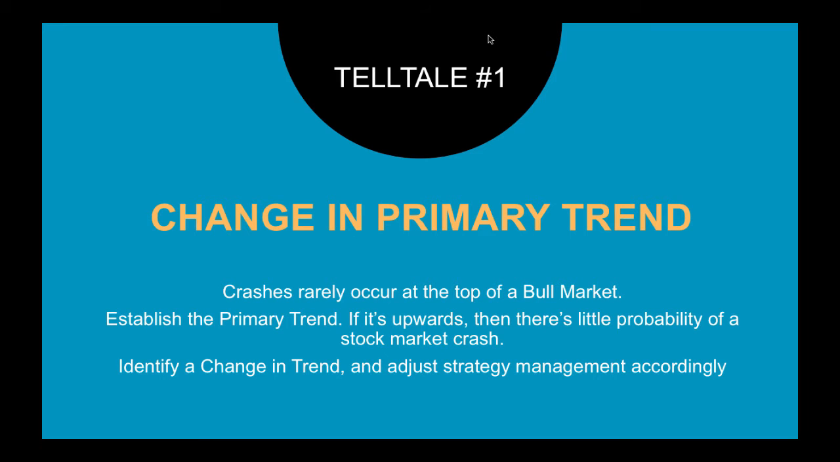So our first telltale sign for identifying whether a stock market crash is just around the corner is to identify whether there has been a change in the primary trend. As we just saw, a market correction is a normal movement, just realigning the markets back to their medium, whereas a stock market crash is a very quick movement with panic behind it. See, crashes rarely occur at the top of a bull market. So establish the primary trend. If it's upwards, then there's little probability of a stock market crash. Identify a change in trend, and then you will adjust your strategy management accordingly.